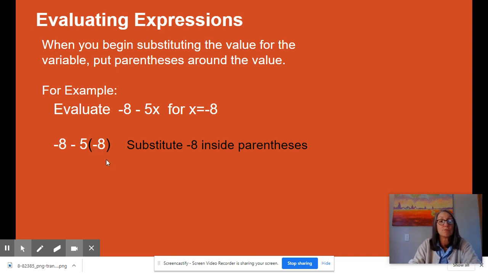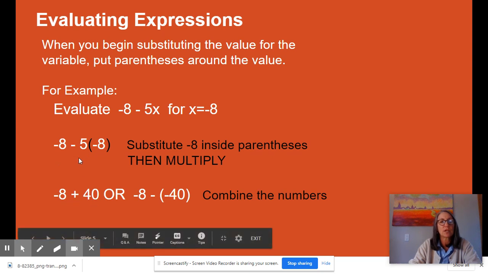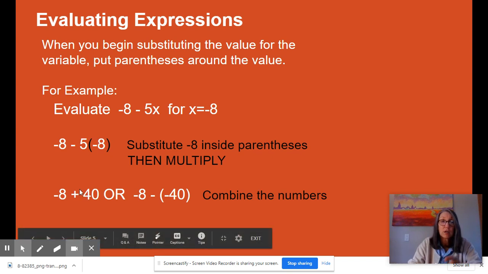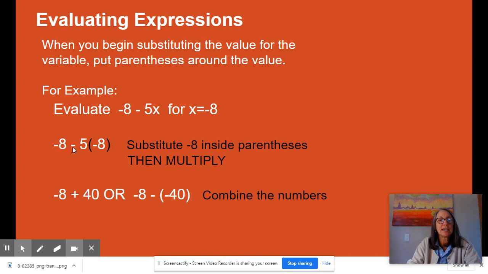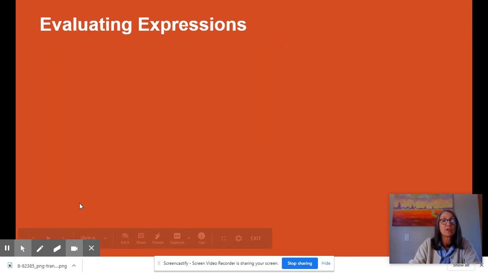So first we want to multiply. And then we can look at this in two different ways. We can say negative 8 plus 40, because negative 5 times negative 8 is positive 40. Or we can say negative 8 minus the product of 5 and negative 8, which gives us negative 40. But you know what? Minus a negative 40 is the same thing as plus 40. So we get 32 as our answer.